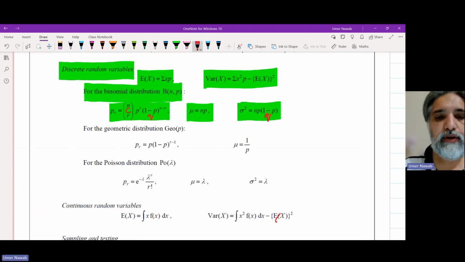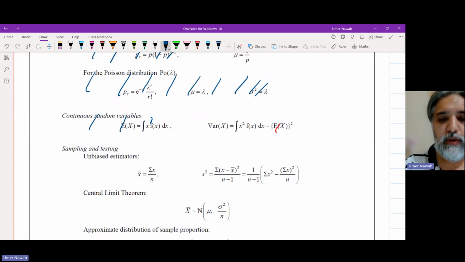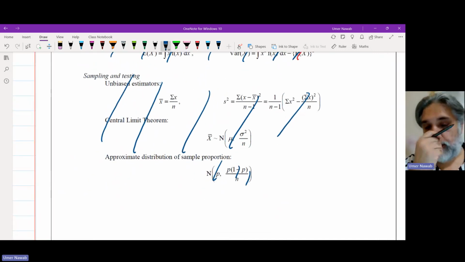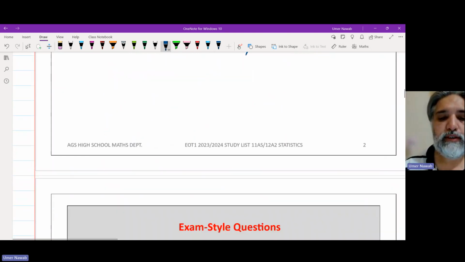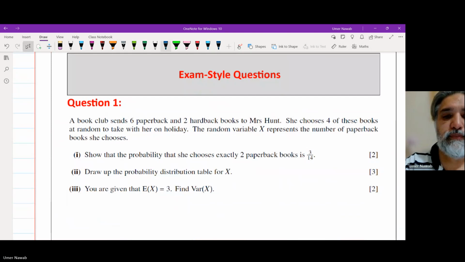Both formulas are very important, but for this exam we are not going to talk about geometric or Poisson distribution, which is for further maths. Continuous probability distribution, sampling and testing are also for further maths. So it won't be useful for your exam. Now let's start with the first question.